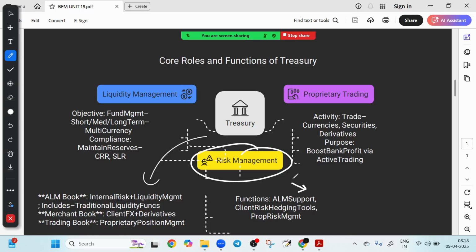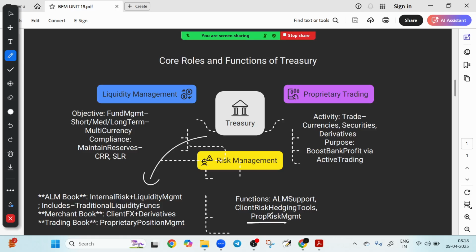See, risk never sleeps, but the treasury is always a step ahead. By using tools like ALM support, there is a tool that is used, ALM support is a tool, and derivatives is another tool. Right? And then we have the client risk hedging tool. By using these tools, the treasury safeguards the bank's finances. Yes, it safeguards the bank's finances, right? This role also extends to proprietary risk management, where the bank protects its own position.